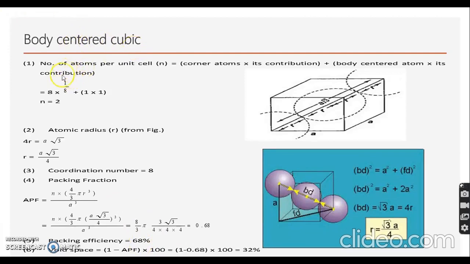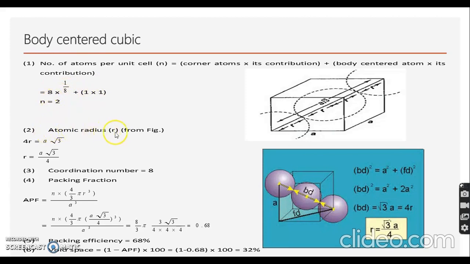Again, we will do the 4 parameters: n, r, APF, and the coordination number. So here the total number of atoms per unit cell is corner atoms into their contribution, because it will have corner plus the body center into its contribution. So corner atoms are 8 into 1 by 8, plus 1 body centered atom, which is shared by only one unit cell. So you will get n is equal to nothing but 2. That is because this is 1 and this is 1, 1 plus 1 is equal to 2.